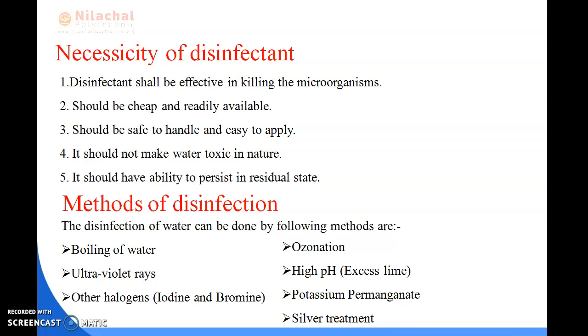Next, we will be discussing the methods of disinfection. So, what are the methods of disinfection? Disinfection of the water can be done by the following methods. First is boiling of the water. Second one is ultraviolet rays. Third one is other halogens, which include iodine and bromine. Next one is ozonation. Next one is high pH, that is excess lime and potassium permanganate, and the last one is silver treatment. Okay, so we will be reading one by one.